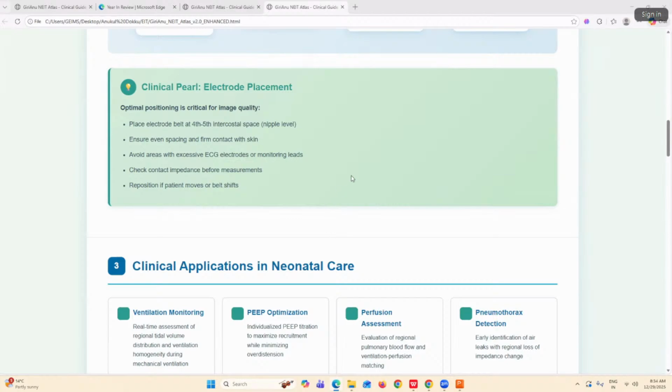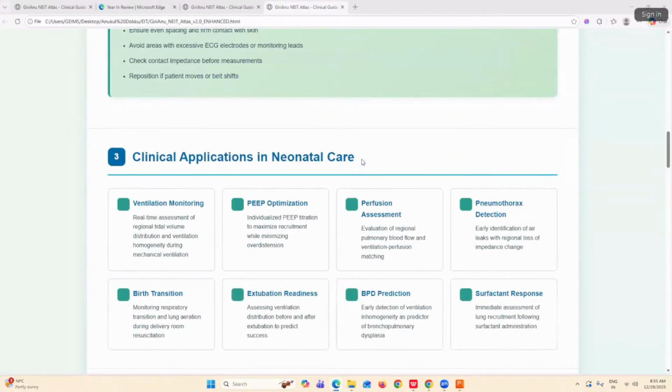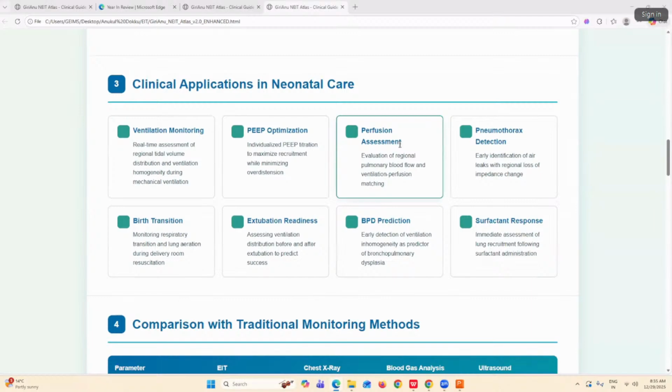Yes. So the electrodes are placed at around nipple level, evenly spaced and in firm contact with the skin, and areas with excessive ECG electrodes or other monitoring leads should be avoided. And we should check the contact impedance before the measurement and reposition if the patient moves or the belt shifts. The clinical applications in neonatal cases are ventilation monitoring, PEEP optimization, and then perfusion assessment and pneumothorax detection, birth transition, extubation readiness, BPD prediction, and surfactant response, and many more.